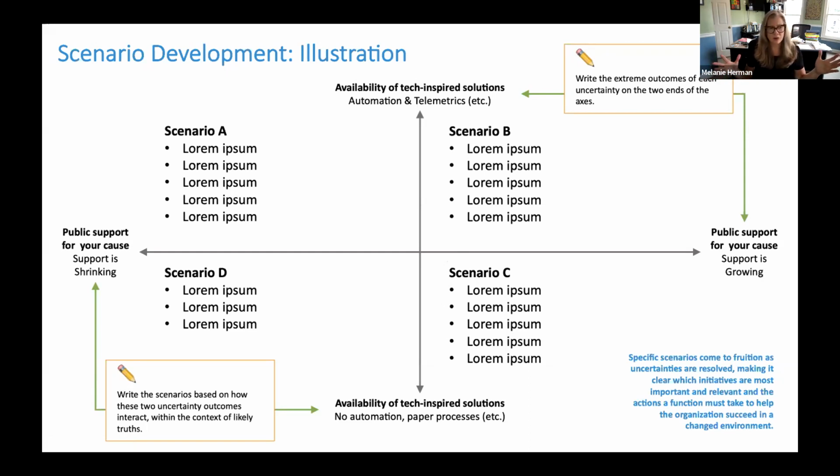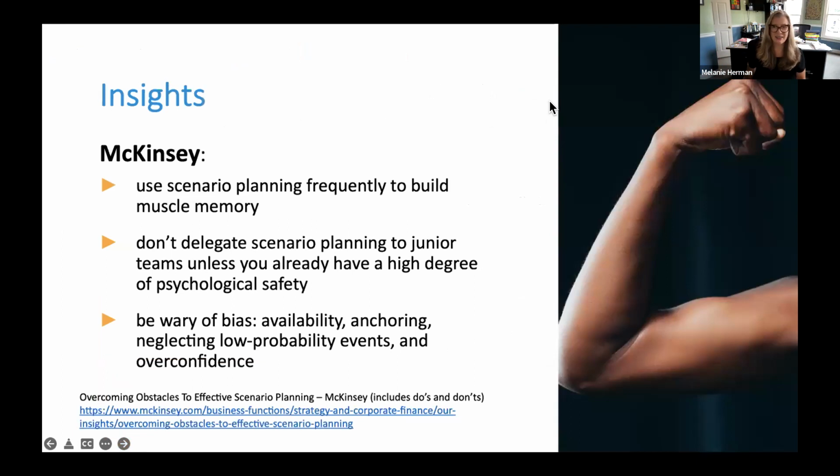And then the other external driver where we've plotted two extremes has to do with public support for your cause. So on the left-hand side of the slide, you can see that one extreme is support is shrinking, and then the opposite side, support is growing, right? So as you think about these extremes, these two different drivers, technology and support for your cause, then you start to develop scenarios that reflect these various points on the two axes. All right, so that was PwC.